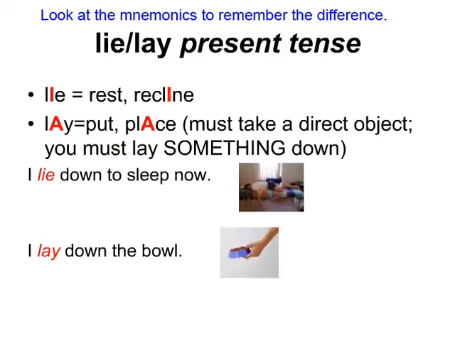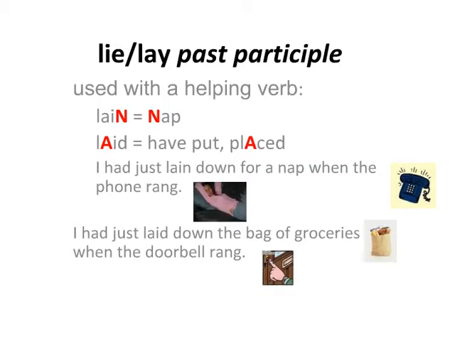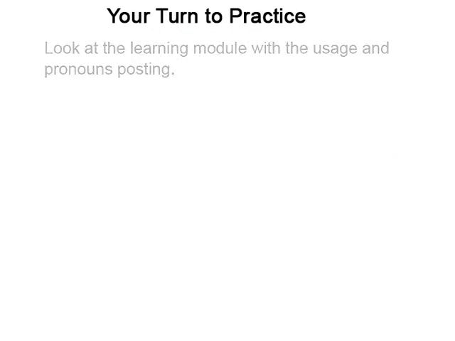Mnemonic devices also help with the verbs lie and lay. Lie with an I means rest or recline. Lay with an A means put or place. In the simple past tense, lie meaning to rest or recline is lay, while lay to put or place uses a D to indicate it has been done. Once again, associate the past participle of lain, which ends in N, with nap for rest or recline, meaning the past of lie.